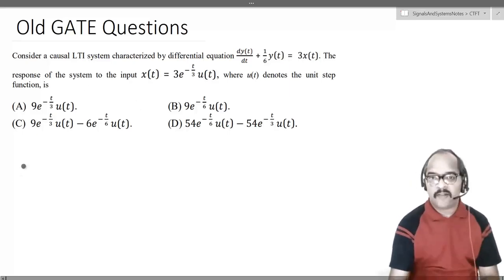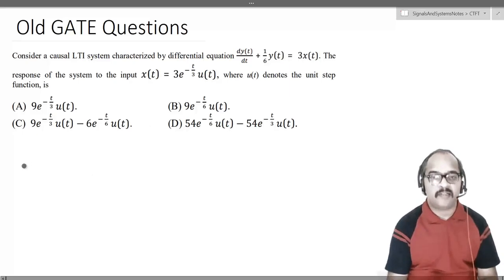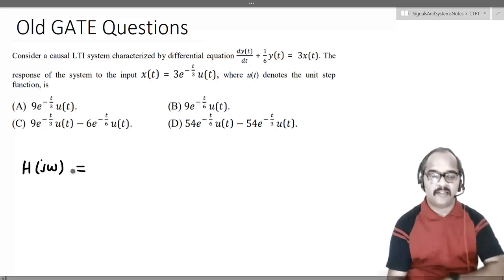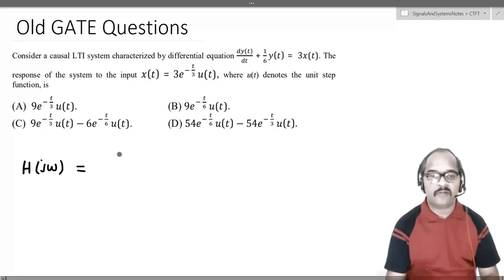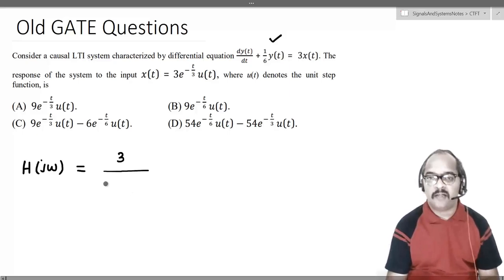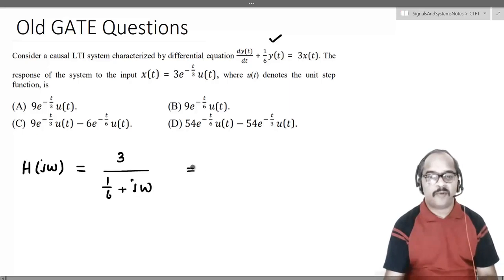So the differential equation is given. The first step is to find the impulse response. To find the impulse response, we have to find the frequency response. So what is the frequency response? From the differential equation you can directly get it. That should be 3 by 1 by 6 plus j omega.